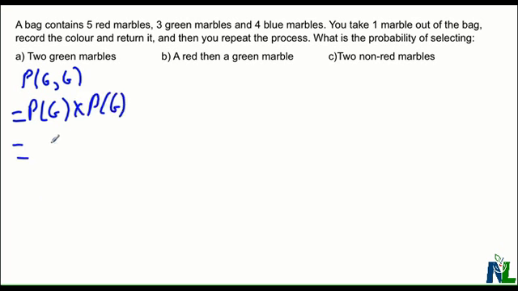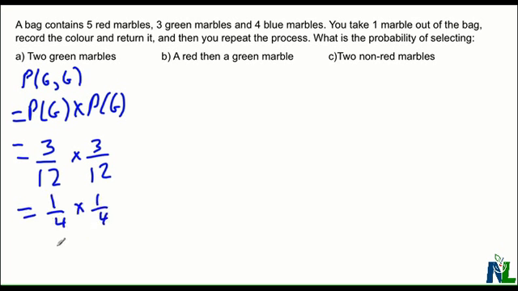So the probability of selecting a green, well, I have 3 green marbles in the bag, and I have 12 marbles in the bag in total. So my probability would be 3 out of 12. So I have 3 out of 12 times 3 out of 12. So that would be 1 over 4 times 1 over 4, or 1 out of 16 would be the probability.